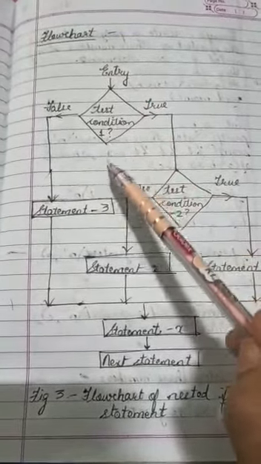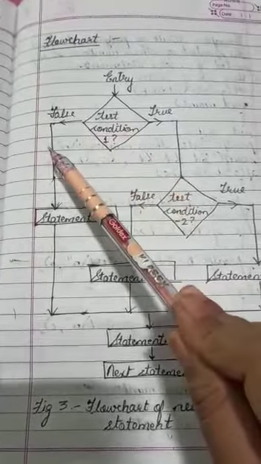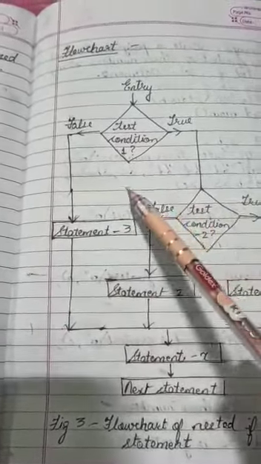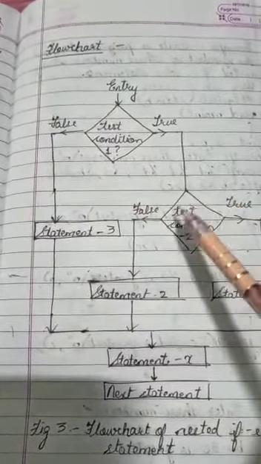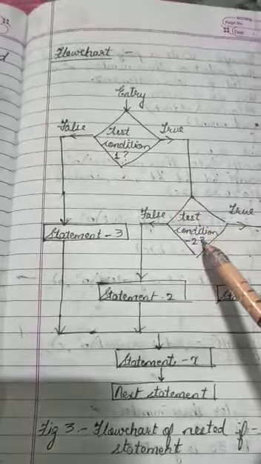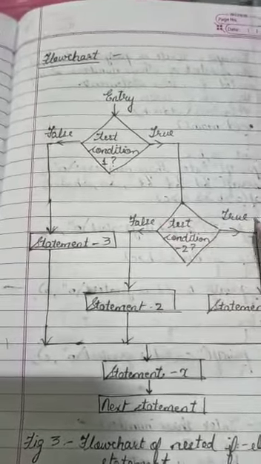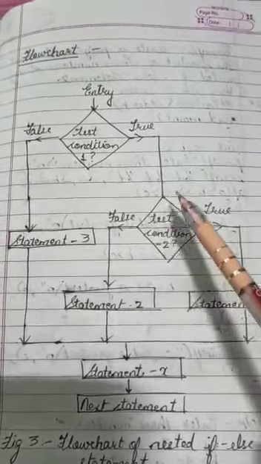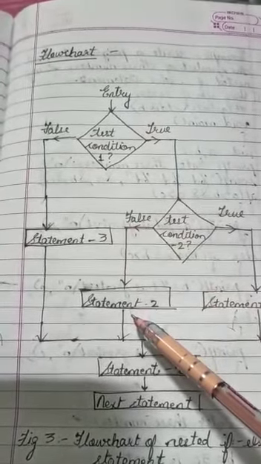After entering, the test condition 1 is checked. If this test condition 1 is false, then the statement 3 will be executed and the statement X will be executed. If the test condition 1 is true, then only the test condition 2 is checked. If this test condition 2 is true, then the statement 1 will be executed. And if this test condition 2 is false, then the statement 2 will be executed.